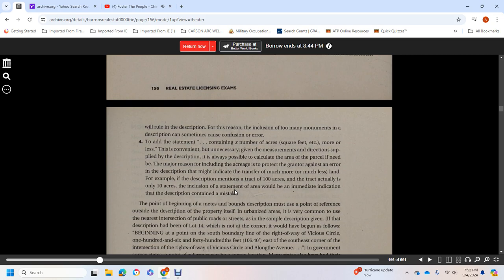To add a statement containing X number of acres, more or less, of the conveyance would be unnecessary given the measurement and direction supplied by the direct description. It is always possible to calculate the area of the parcel if needed, but the major reason for including the acreage is to protect the grantor against error in a description that might include the transfer of much more or less land. For example, the description mentions a tract of 100 acres but the tract actually is only 10 acres. Inclusion of the statement of area would immediately indicate the description contained a mistake.